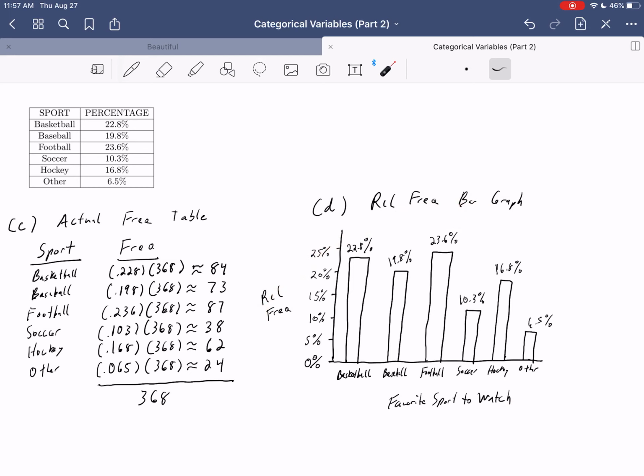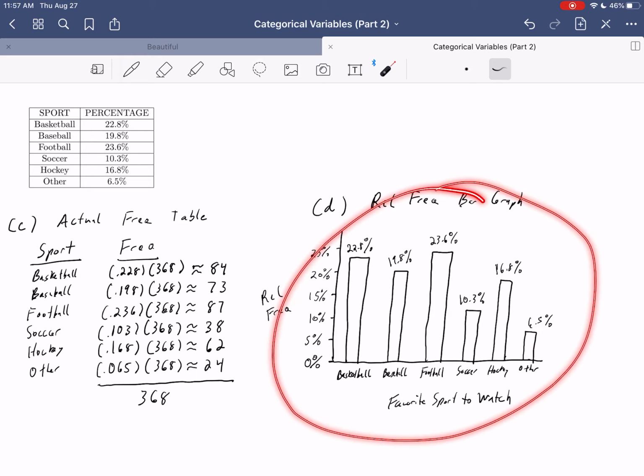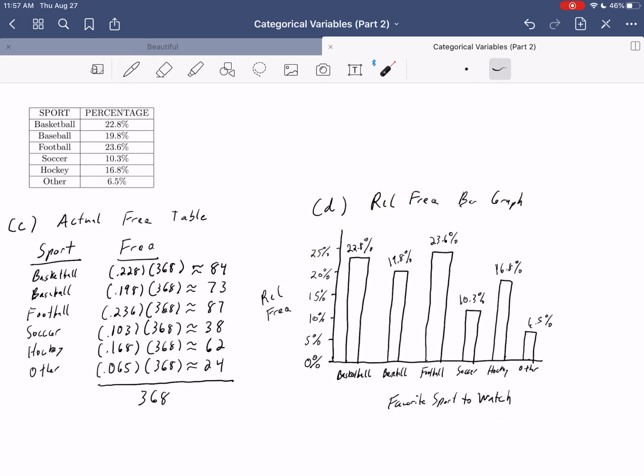Notice that this basically would help us see that football seemed to be the one that got just barely the highest percentage of choices, right? Just over basketball. Baseball was a close runner-up to these two. Hockey was a little bit lower. And then, of course, soccer and the other category were significantly lower from this. So again, the main point of a bar graph is to help the viewer compare category against category.